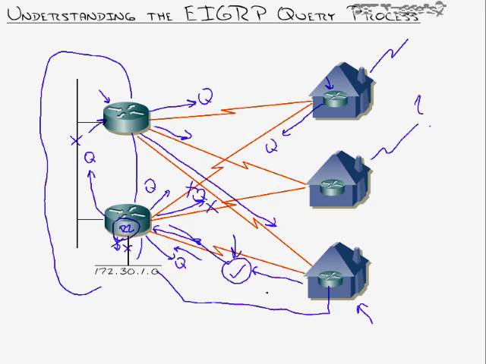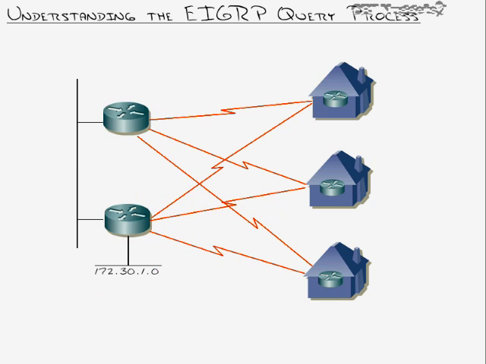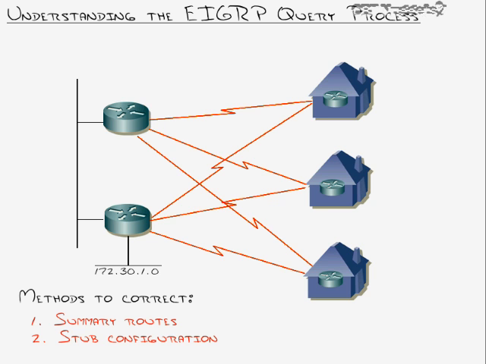So, all in all, with all this query madness that you see on the screen, I'm going to clear that off. There are 2 ways that Cisco has created to solve the query problem. Number 1 is a summary route. We can use summary routes to fix this problem. Number 2 is a stub configuration. Let's talk about each one of those.